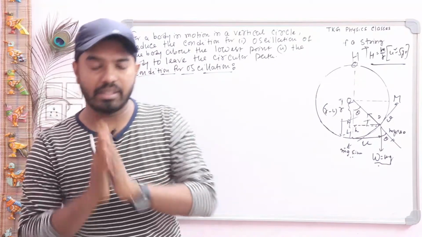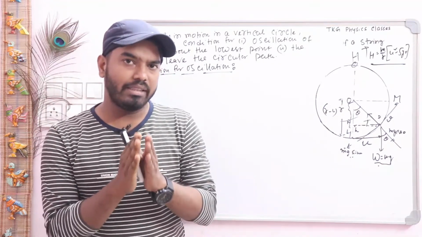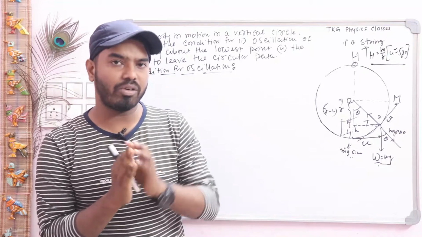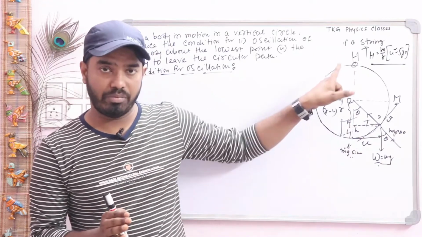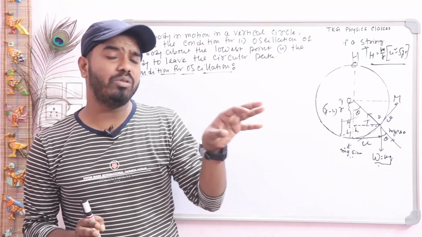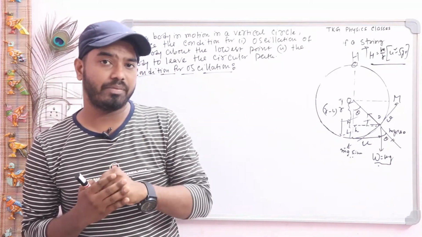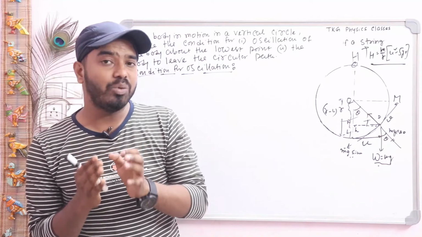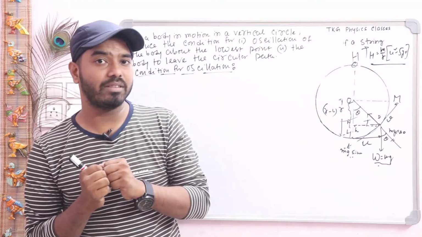Okay, listen carefully. You already found the minimum velocity for completing this loop. And what is the minimum velocity? u equal to root 5gr. But if u is less than root 5gr, what happens?